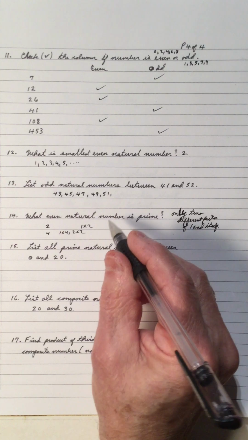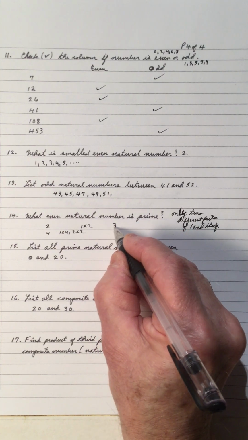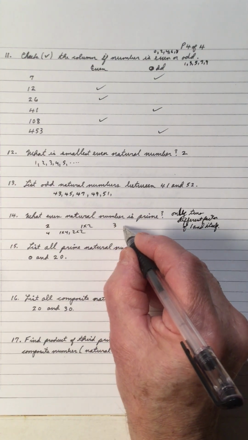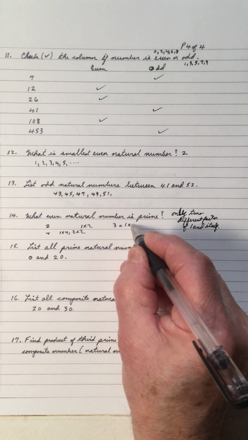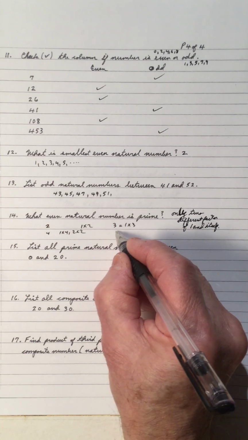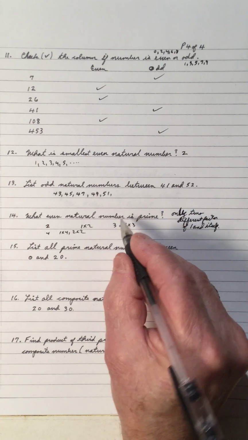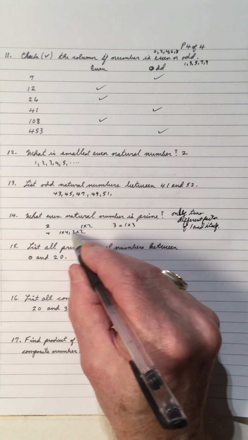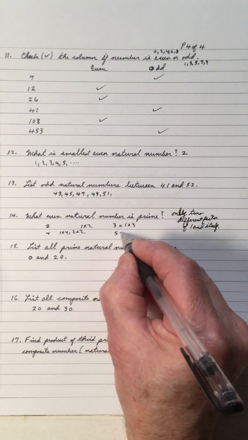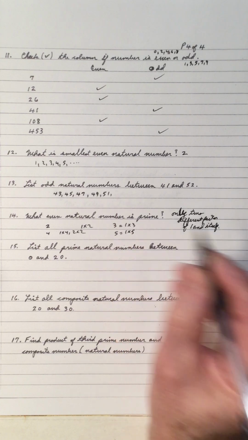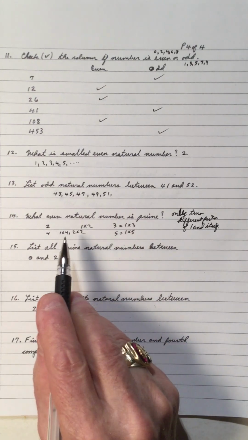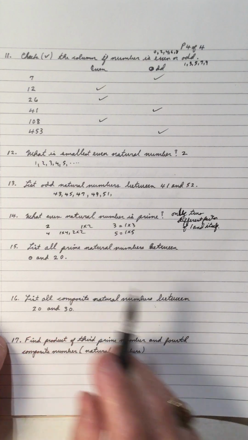If you take the prime number 3, 3 is prime because it's equal to 1 times 3, but it's not even. 4 is not prime because it has 3 factors. 5 is prime, which is 1 times 5, but it's not even. So the only even prime number is 2.